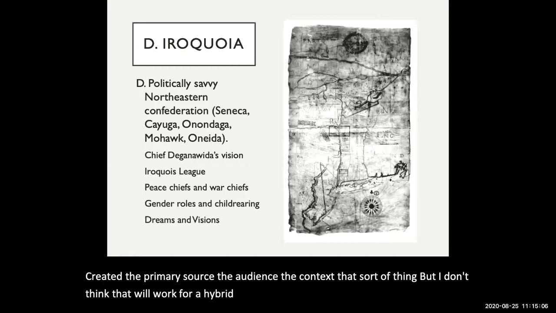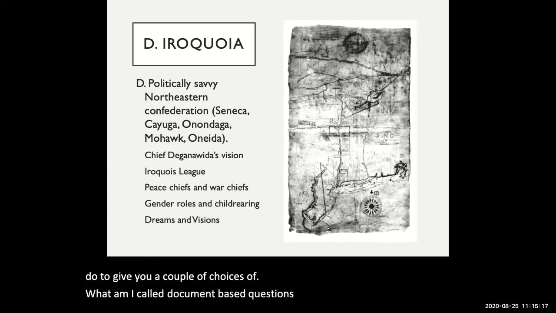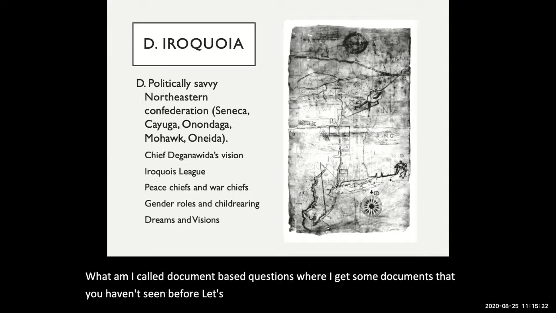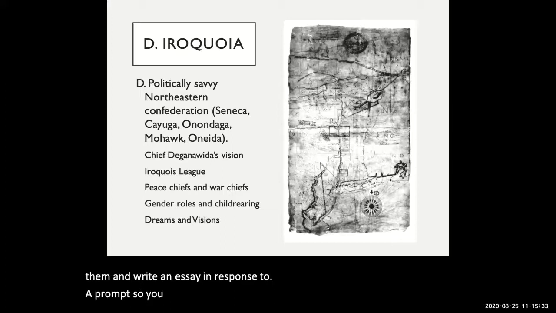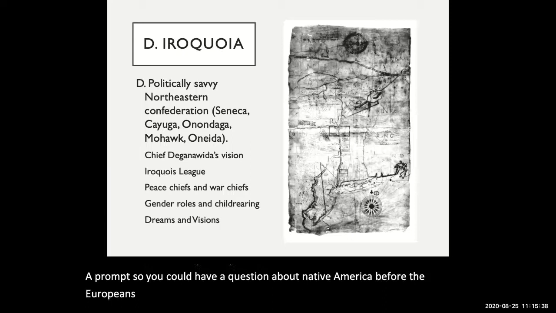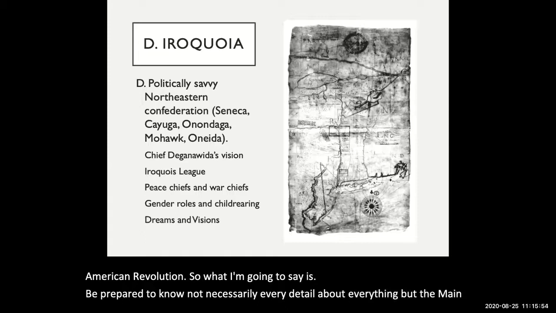So what I'm planning to do is to give you a couple of choices of what I might call document-based questions, where I get some documents that you haven't seen before, let's say five short documents, and you have to look at them and write an essay in response to a prompt. So you could have a question about Native America before the Europeans, or you could have a question on the midterm about the advent of the American Revolution. So be prepared to know not necessarily every detail about everything, but the main ideas that will help you to put documents into historical context.